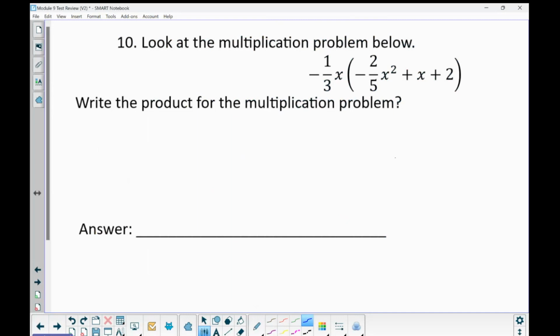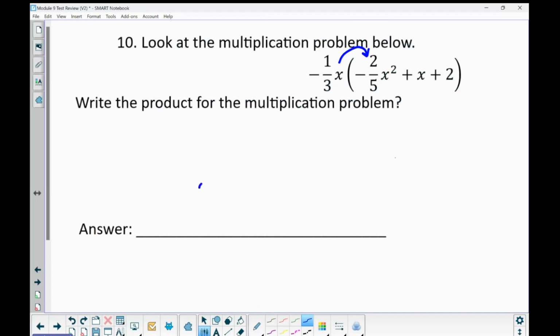All right, and finally, number 10. It says, look at the multiplication problem below. Write the product of the multiplication problem. So again, we have something directly outside the parentheses. We're going to share it with everything on the inside. So remember, anytime you're multiplying fractions, you're just doing numerator times numerator, denominator times denominator. A negative times a negative is a positive.